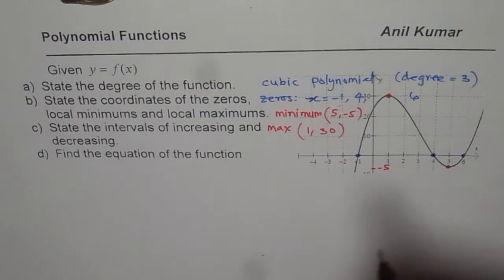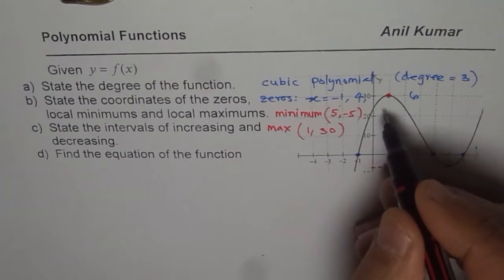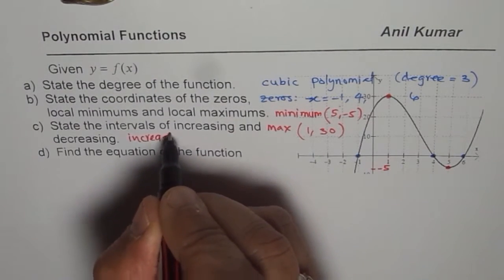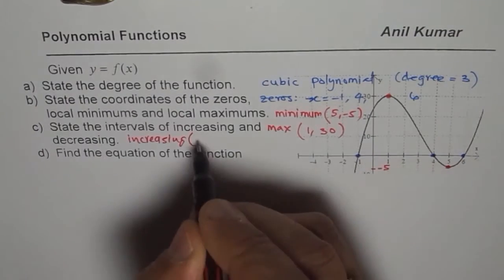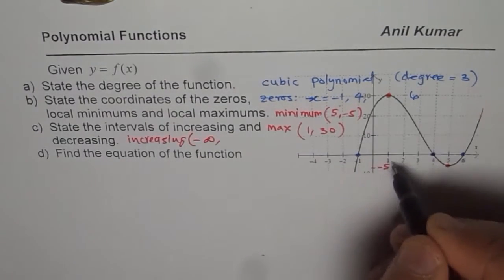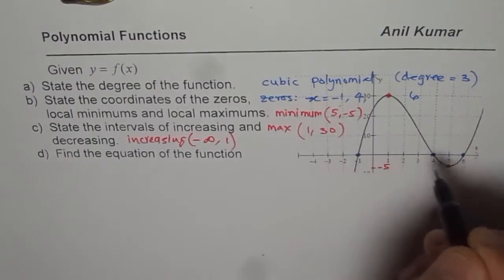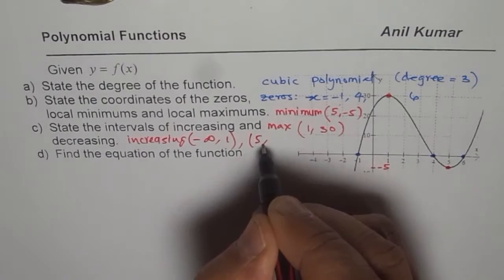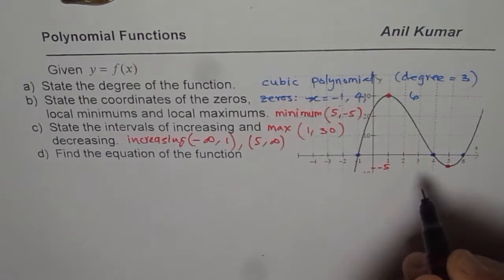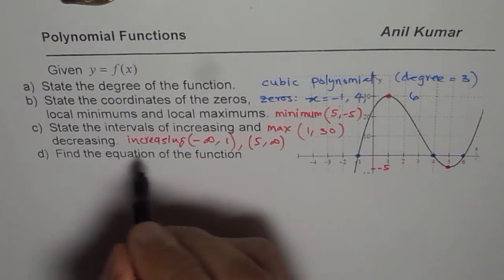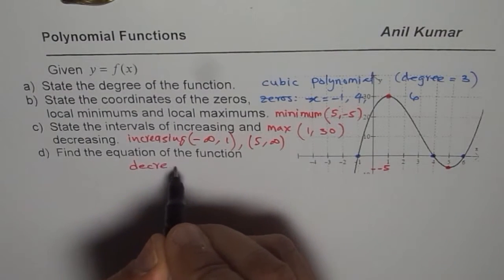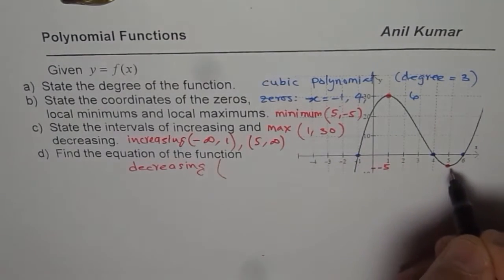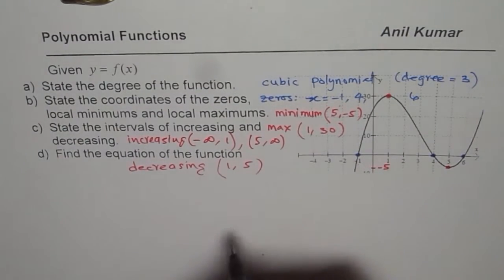State intervals of increasing. You can see from here that the function is increasing from -infinity to 1, right? That is the interval of increasing, and then from 5 to infinity. So these are the intervals of increasing. Intervals of decreasing is between 1 and 5. From 1 to 5, it is decreasing.